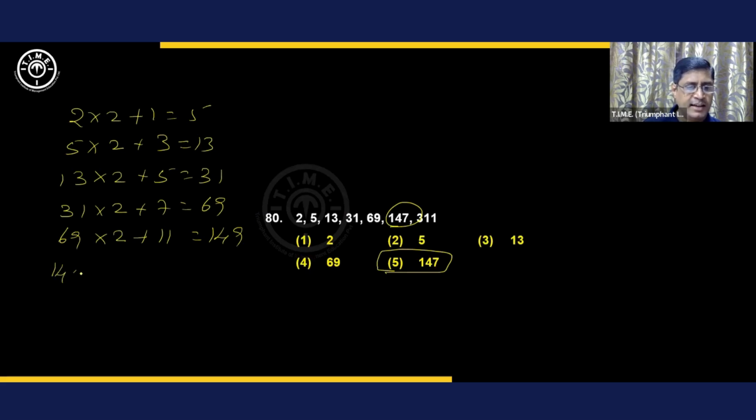So 149 into 2 plus 13, the value is equal to 311. So what is the wrong answer here? 147. So choice number 5.